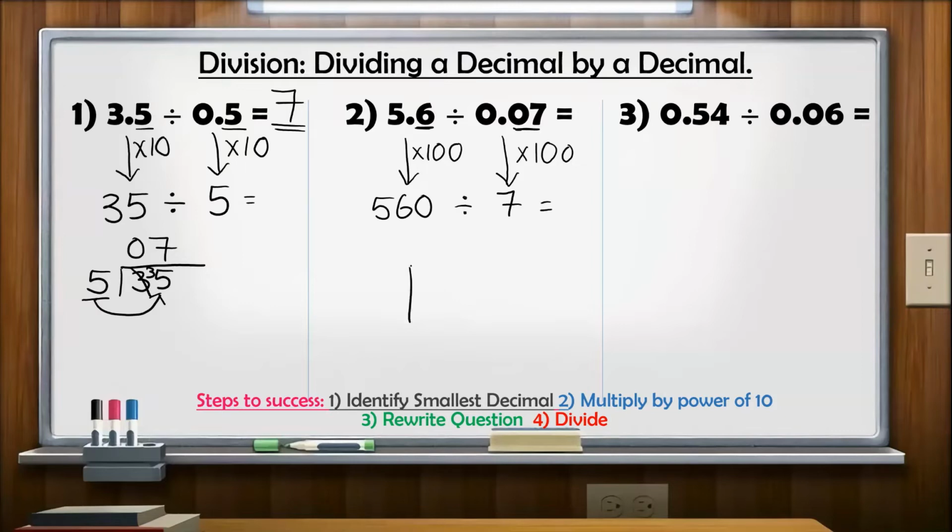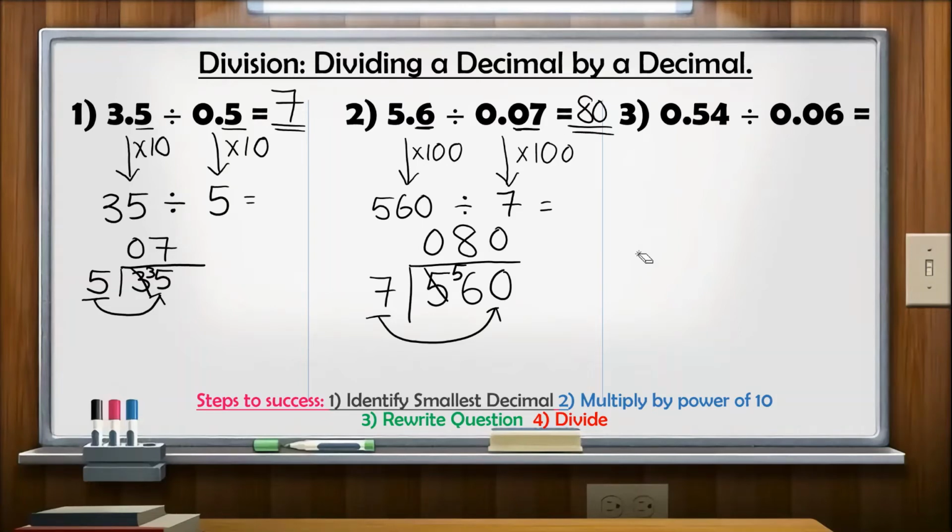Now my final step is to divide. So I've got my bus stop, and on the inside, I've got my dividend of 560. And on the outside, I have my divisor of 7. So I'm going to ask myself, how many 7s are there in 5? The answer is 0. So I'll cross my 5 and carry it over. Then I'm going to ask myself, how many 7s are there in 56? And the answer is 8. And then finally, I'm going to ask myself, how many 7s are there in 0? And the answer is 0. So 560 divided by 7 is the same as saying 5.6 divided by 0.07. And the answer is 80.